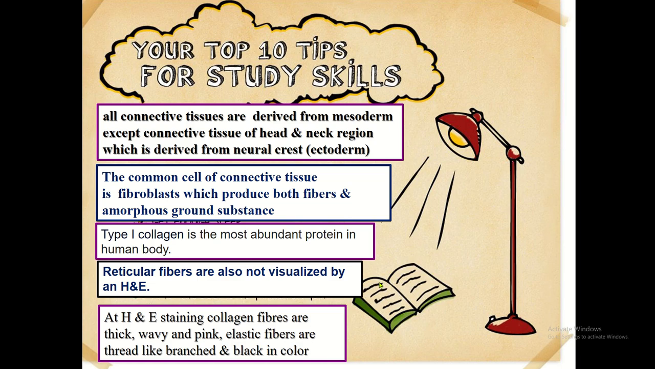So now some tips and some key information. All connective tissues are derived from the mesoderm except connective tissue of the head and neck region, which is derived from neural crest or ectoderm. The common cell of the connective tissue is the fibroblast, which produces both fibers and ground substance. Type 1 collagen is the most abundant protein in the human body. Reticular fibers are not visible in HE stain. In HE stain, collagen fibers are thick, wavy, and pink, and elastic fibers are thread-like, branched, and black in color.